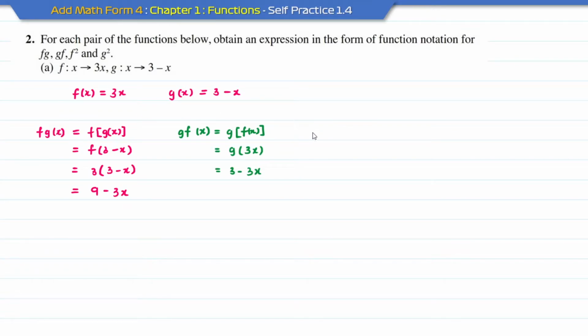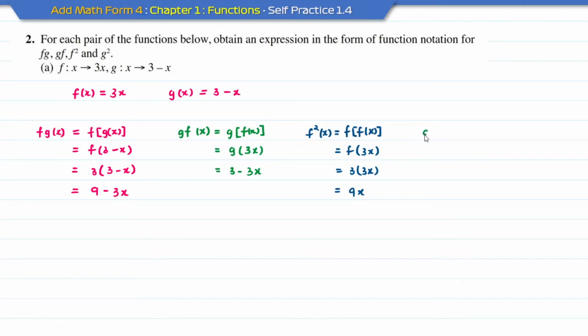Followed by f squared. The function f squared means we're going to insert the function f into the function f. Function f(x) is equal to 3x. This 3x is going to be inserted into the x in our function f, 3x again. So this is what we're going to get. Multiply it, then we're going to have 9x.